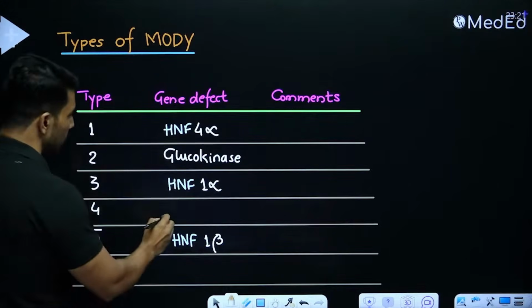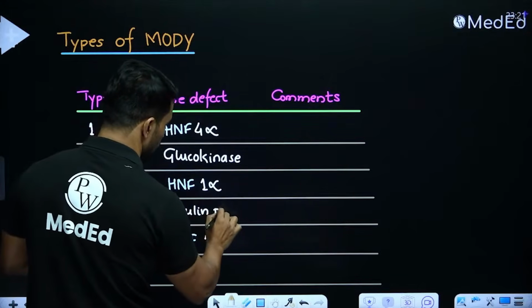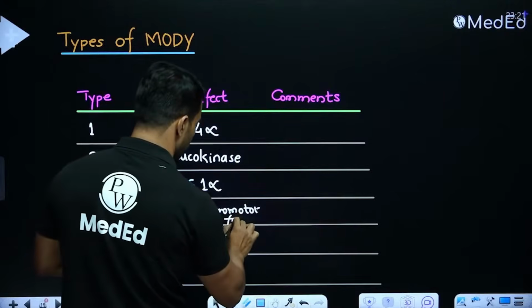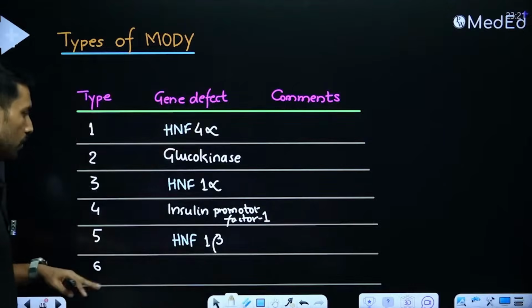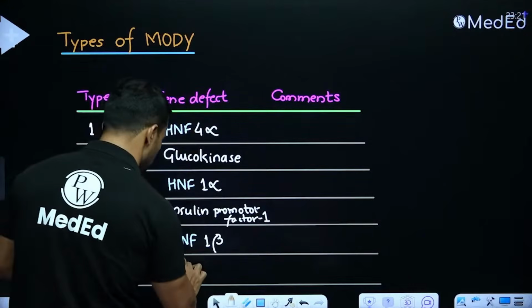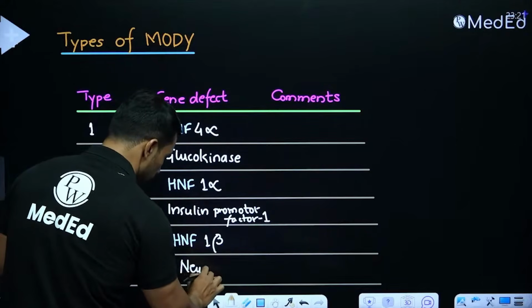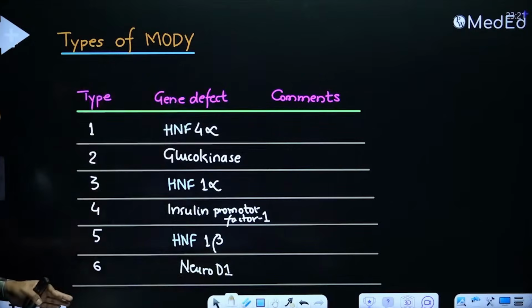Okay. Then mutation in insulin promoter factor 1, or IPF1, results in type 4 MODY. And then there is one more factor called neuronal development factor, or NeuroD1, mutation of which results in type 6. Okay, all of them are autosomal dominantly inherited.